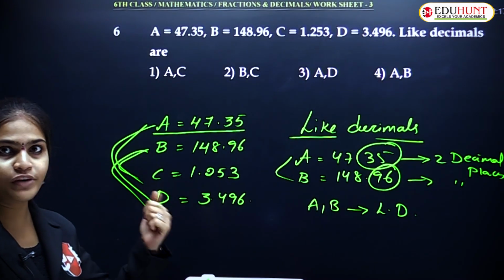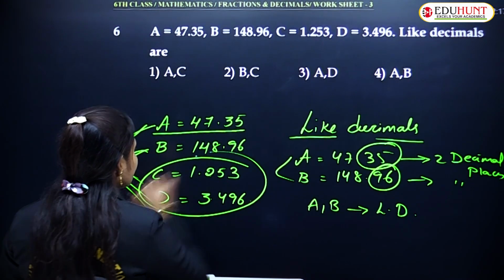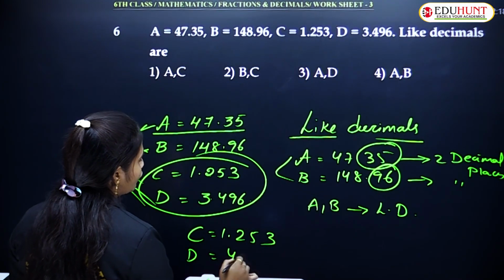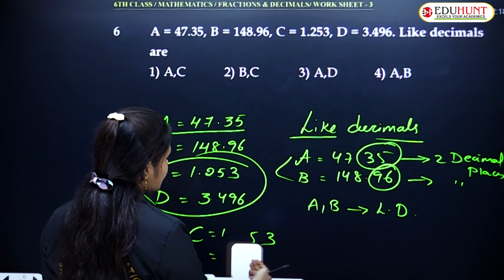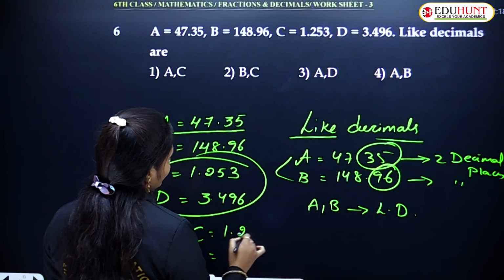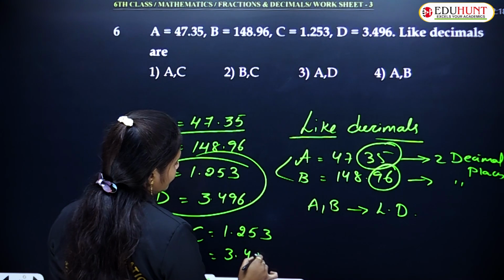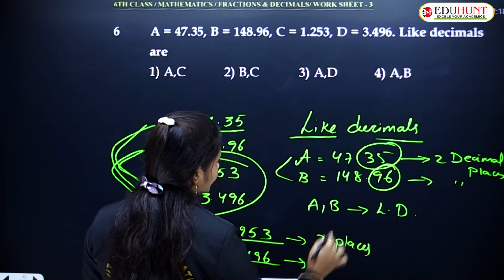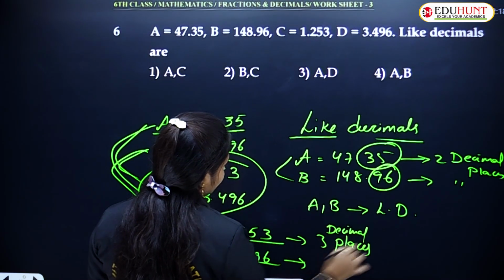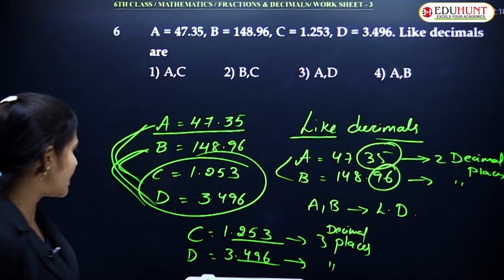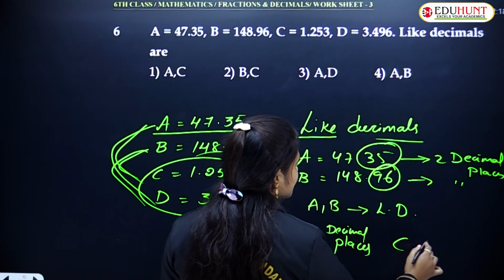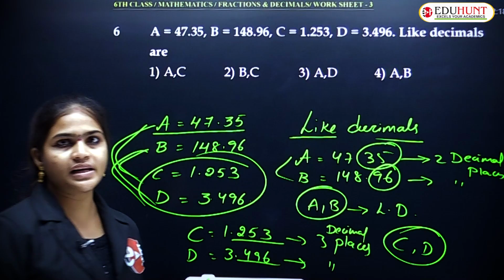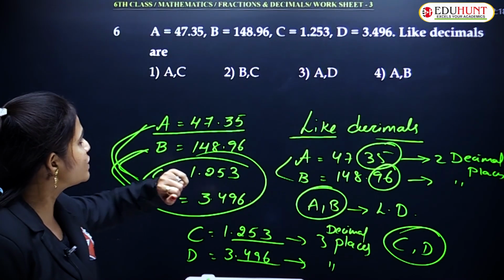Next, another pair of like decimals there. What are those two here? C and D. C is equal to 1.253. D is equal to 3.496. Here 3 decimal places and here also 3 decimal places. Understand? So as per this one, another like decimals pair is C comma D. Okay, the first pair is A comma B, another one is C comma D. As per the options, which one is correct?